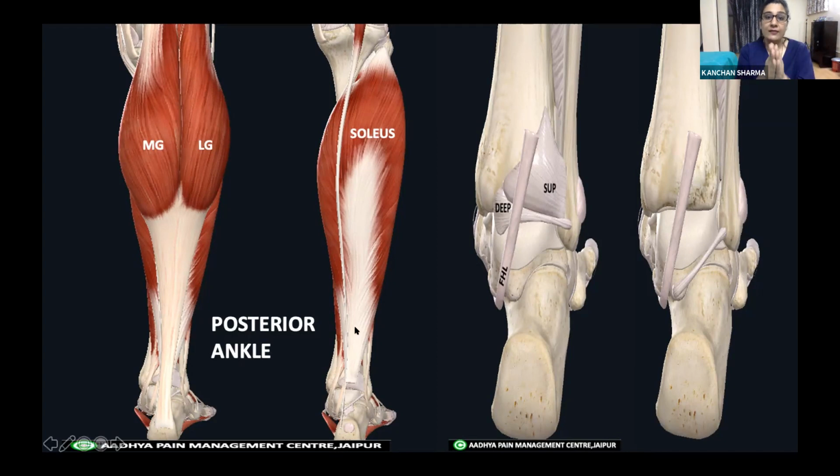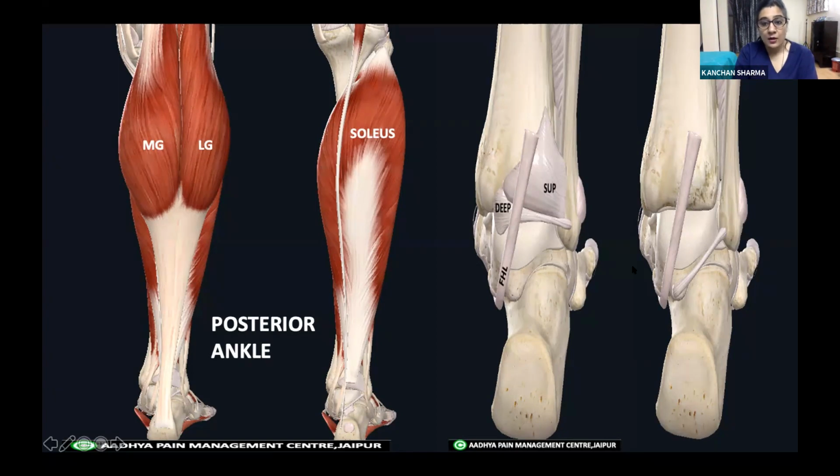Now, these three will combine to form a tendon, which is known as the Achilles tendon. And this tendon will be getting inserted on the calcaneus bone. So this is your calcaneus bone, posterior surface. So this tendon will be getting attached here.